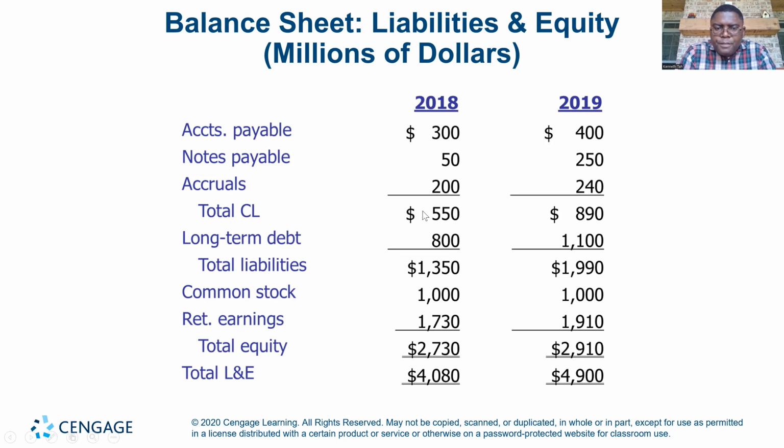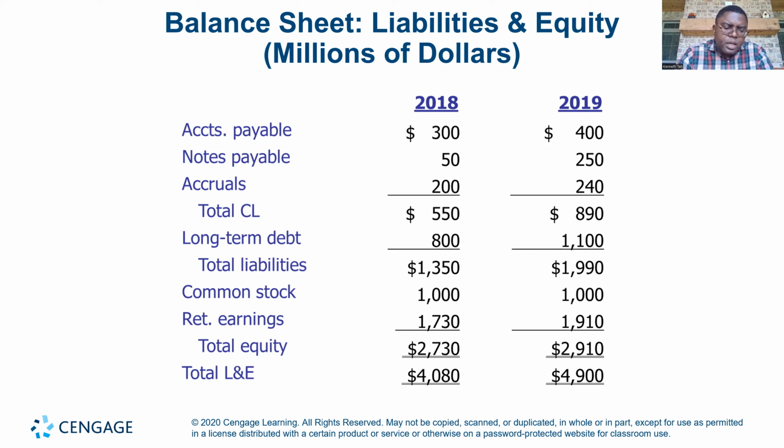We see in terms of total current liability, it has increased significantly from 550 million to 890 million. Long-term debt has also increased significantly from 800 million to 1,100 million. So debt is increasing. The company is using debt to finance their expansion.